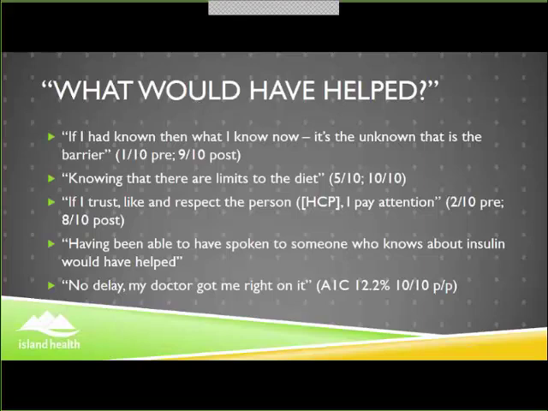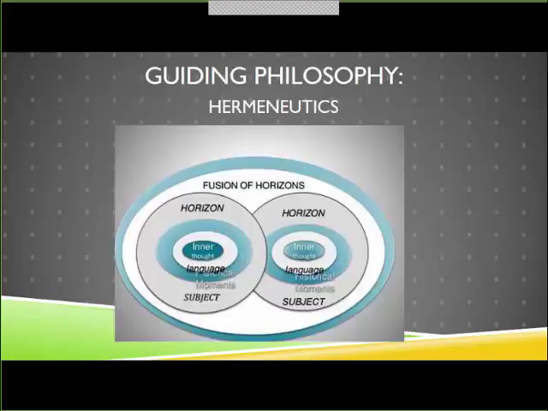And there's no delay. This was an interesting one, which made me think, okay, there's a clinical inertia on the physician's part. My doctor got me on it right away. A1C at 12.2%. So it was like, okay, you're at 12%, let's get you on insulin. Well, what happened before that? I don't know, and we don't know. Did the person not see the physician? Don't know. Anyway, so moving on.